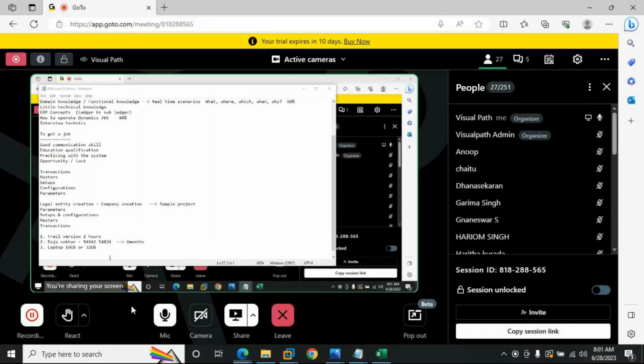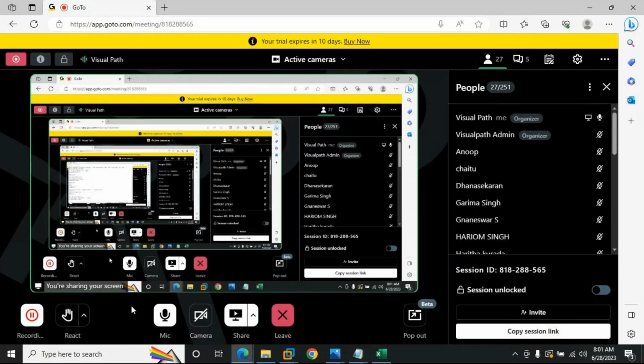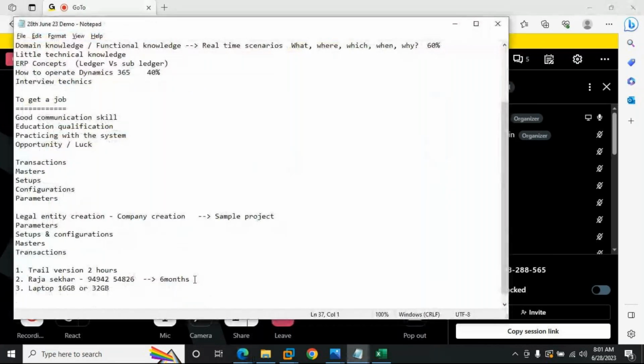Yeah, sure. And the other one, the link Raj Shekhar shared, will work for 6 months, and it will be refreshed every 40 hours. So that is not an issue. 40 hours is too much time.